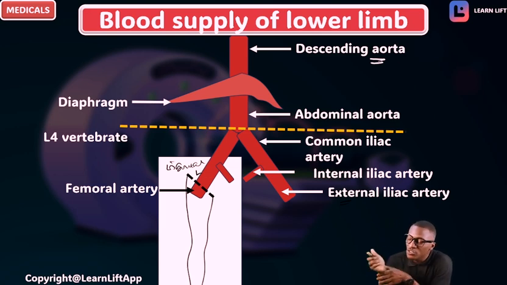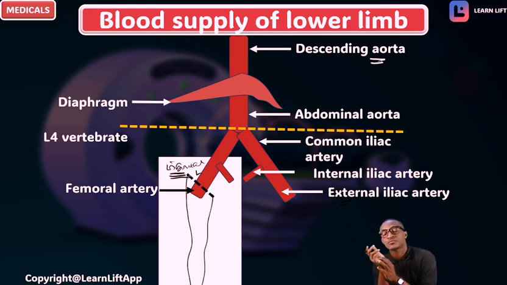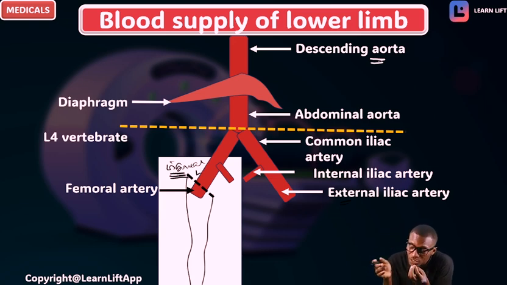So at what point does the external iliac artery become the femoral artery? Immediately it passes through the inguinal ligament. Of course, if it passes through the inguinal ligament, it has entered the lower limb, that's the leg proper. Do you understand? So this is what we call the blood supply of the lower limb.